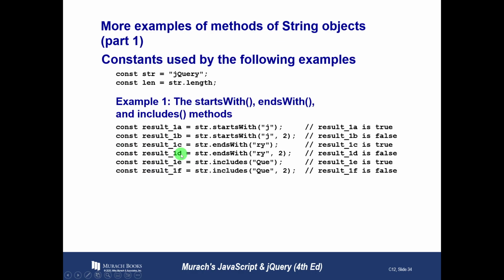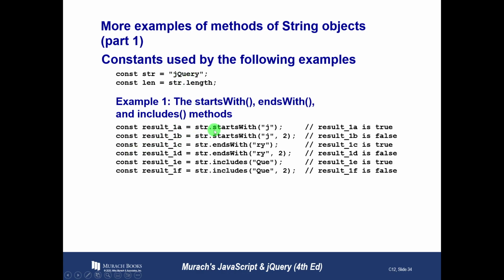So let's look at some examples here. These examples all use these two constants. JavaScript is the constant str, and we also have len, which is the length of JavaScript, which is 0, 1, 2, 3, 4, 5, 6 characters.